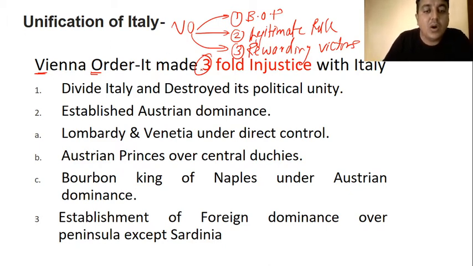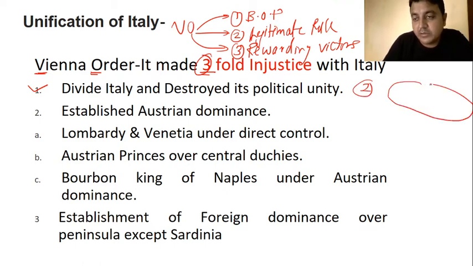Clear? So how Vienna Order made a threefold injustice with Italy. Very good example. First, it divided Italy and destroyed its political unity. The first case means pre-Napoleon, Italy was divided like this: North, Central, South. North under Austria, Central in Papal State, and South under France. This is the first case.